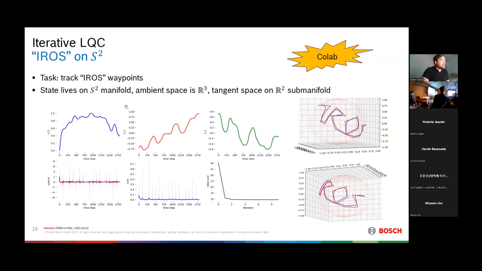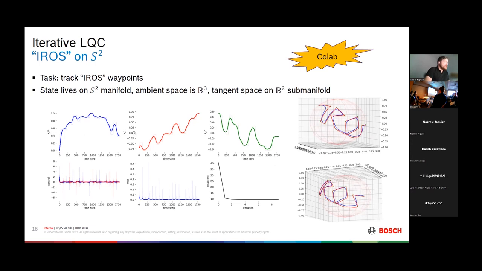Here I have an example where I projected the IROS symbols on the S2 manifold, on a sphere, and the goal is to track certain waypoints over some time to draw this IROS symbol, and the optimization works exactly the same way. I don't have to change anything, just how I define the waypoints and what manifold I am working on. And the S2 manifold is embedded in R3, so we can visualize it in 3D. And the local tangent spaces will be R2. So you will have two-dimensional control signals.